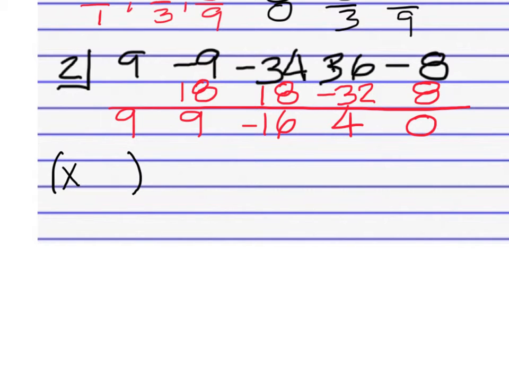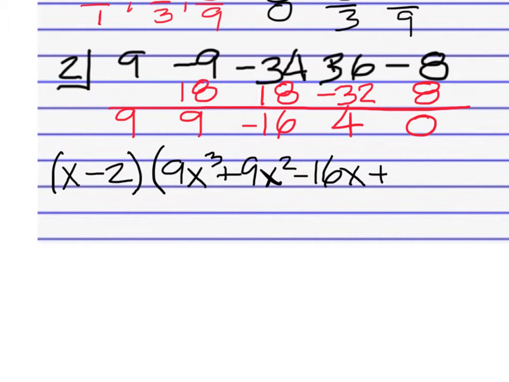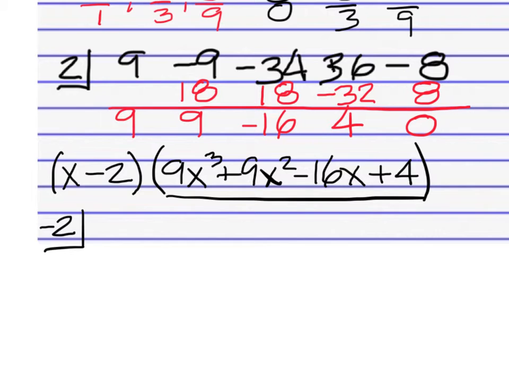What did we just divide by? If we divided by a +2, what expression did we really divide by? X minus 2. And then the result came back as 9x to the third plus 9x squared minus 16x plus 4. So that's division by the +2 gave us that. We still have the -2 that we can divide by. So let's put the -2 here and divide that into the result that we just came up with, that 9x to the third plus 9x squared minus 16x plus 4. So that's a 9, 9, -16, and 4.